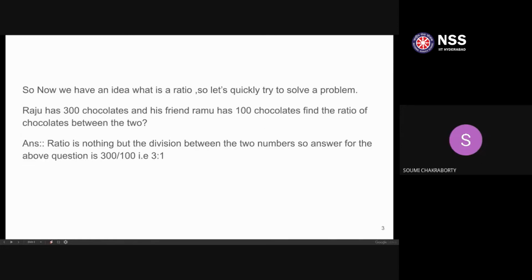So now we have an idea of what a ratio is. So let's quickly try to solve a problem. Raju has 300 chocolates and his friend Ramu has 100 chocolates. Find the ratio of chocolates between the two. So like I said, a ratio is just a division. So all you have to do is take 300 chocolates and divide it by 100, which leaves you with a ratio of 3:1. So the representation of a ratio is a colon between the two numbers, and it's read as 3 is to 1.